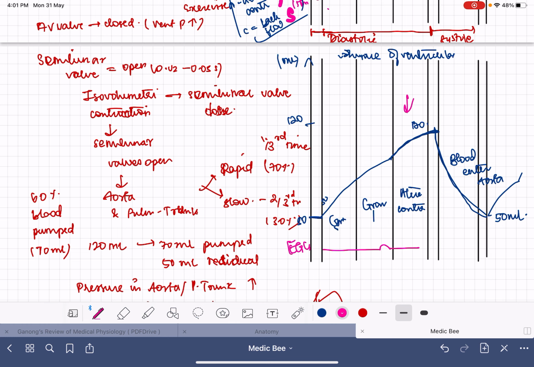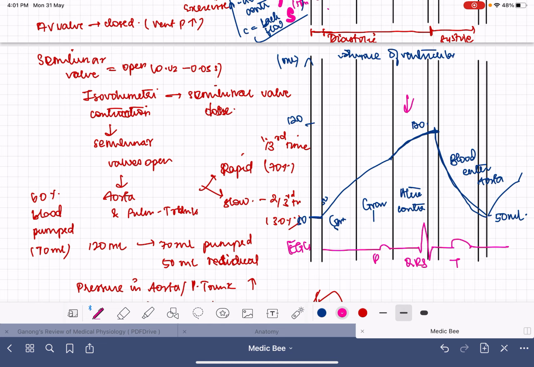And before isovolumetric contraction, the QRS complex should happen. This is the P wave, and here the QRS complex should come, because the QRS complex will cause the ventricular contraction. Now again the QRS complex is seen. After that, it is again constant. And towards the end of the ventricular relaxation, the T wave should be seen, because the T wave is responsible for ventricular relaxation.